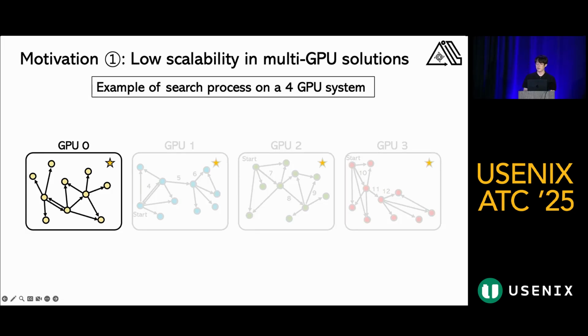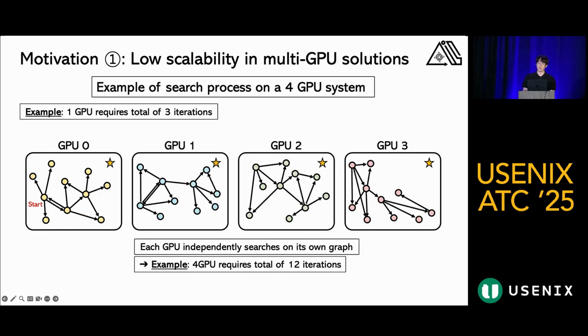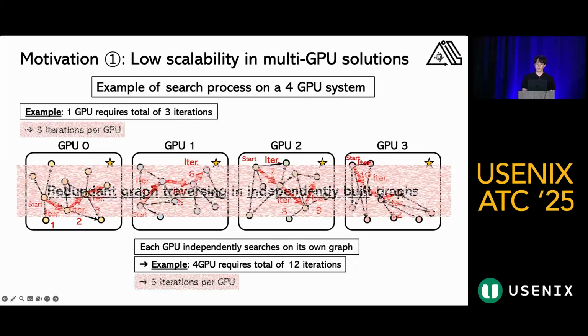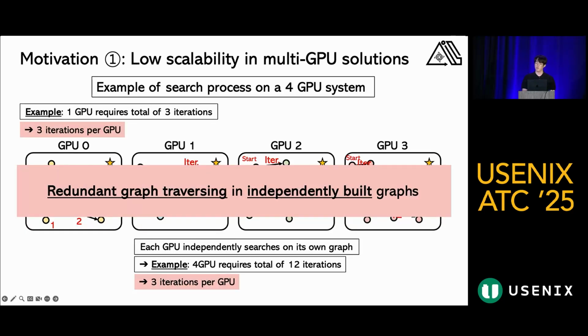Starting with the first motivation, the low scalability, here's an example of the search process on a 4-GPU system. We see that a single GPU requires a total of 3 iterations to complete the search. However, when we examine all 4 GPUs, each GPU independently searches on its own graph. Even though we use 4 GPUs, the search now requires a total of 12 iterations to complete. Eventually, both single GPU and 4 GPUs need 3 iterations per GPU. This example shows that there is redundant graph traversal due to independently built graphs.